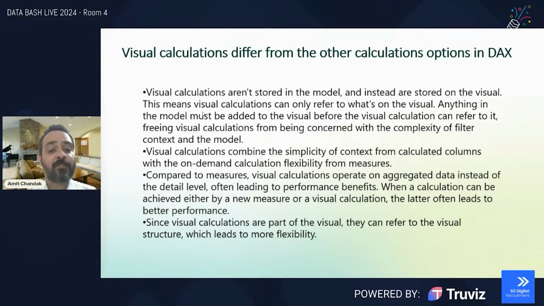Since visual calculations are part of the visual, they can refer to the visual structure, which leads to more flexibility. We have this challenge of having a concept of row, previous row, next row, etc. Now this can only happen in a visual, where we can say, okay, this is the previous row, this is the next row. These kinds of things can only happen at the visual level, and that flexibility is not available in a calculated column or measure. In terms of visual rows only, we are talking.